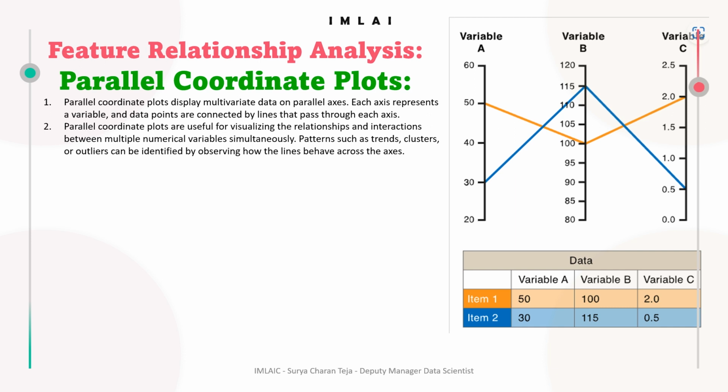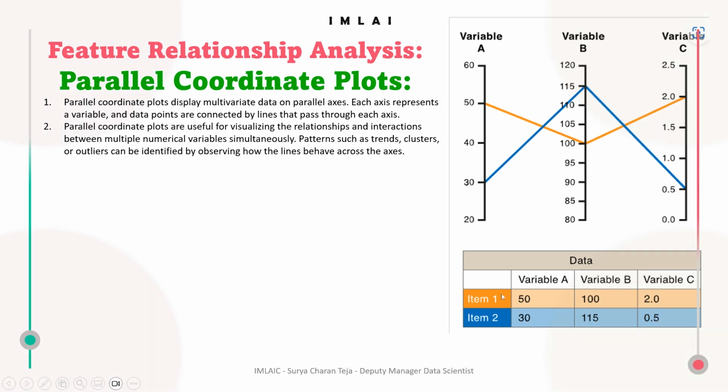What does this line mean? This means that each line is a collection of points placed on each axis. So each line is nothing but a collection of points placed on each axis. This is from here to here. You'll have variable A, and then variable B, then variable C data points. Here basically you'll have a collection of points.